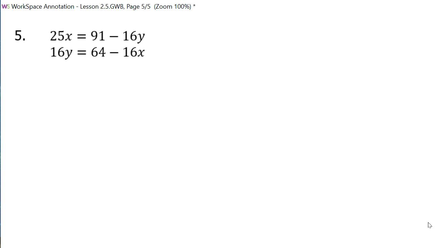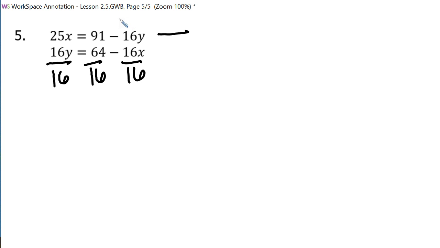Okay, number 5. Is this one set up for elimination? X and Y on the left, constants on the right? No. Is it set up for substitution? Do we have a variable by itself? No. Not yet, but we could get a variable by itself. What variable could we get by itself? The y. So how do I get rid of the 16? Divide everything by 16.